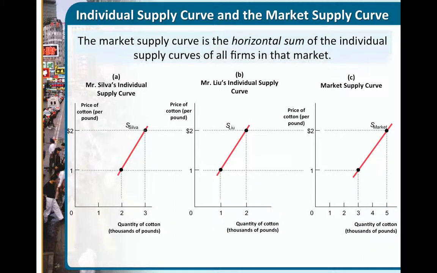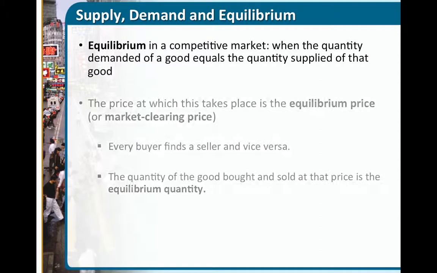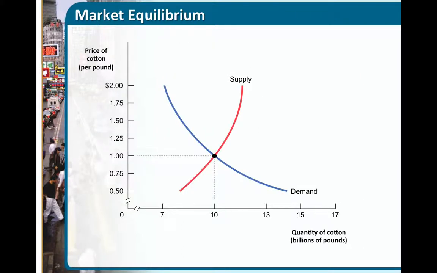This leads us to one of the last points of this chapter, which is supply and demand in equilibrium. Equilibrium is when the quantity demanded of a good equals the quantity supplied of that good. The price at which this takes place and the quantity of the good are the equilibrium price and the equilibrium quantity. As you can imagine, if the demand curve is sloping down and the supply curve is sloping up, you have your equilibrium price and quantity at the point where they intersect, which is equilibrium.